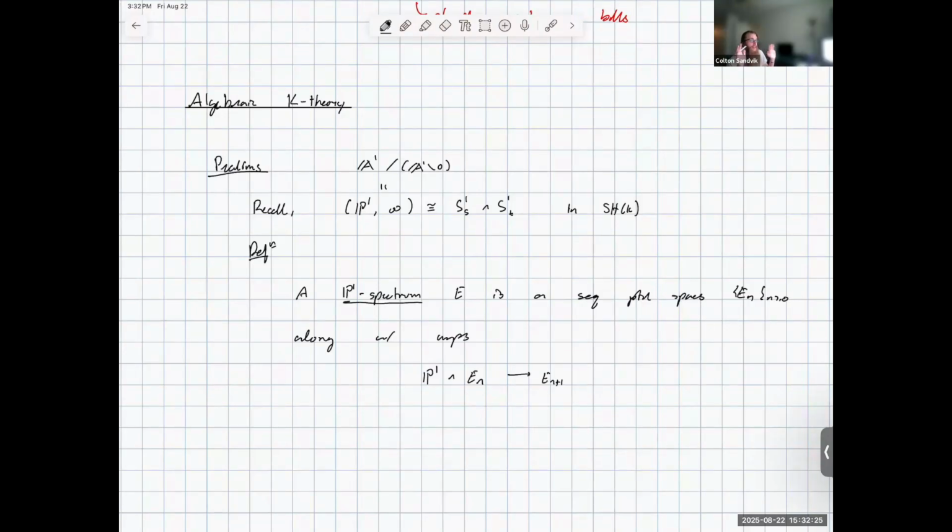Yeah, it certainly is not anything new. You can think of it literally as a scheme, and it's very useful to think of this in terms of its complex points, which would just be a sphere.